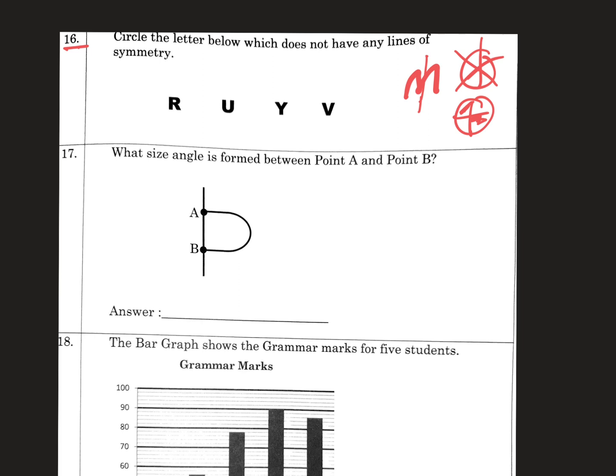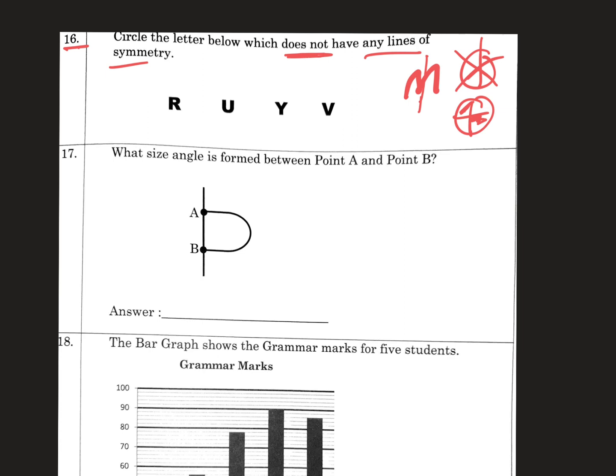So, circle the letter below which does not have any lines of symmetry. Now, this is a simple question, but normally when we get questions like this, they usually want you to find the ones with lines of symmetry. So this question already hit us with a reverse Uno card. So we just have to find the one that does not have a line of symmetry. If we draw a line through it, we could not have both halves reflected equally.